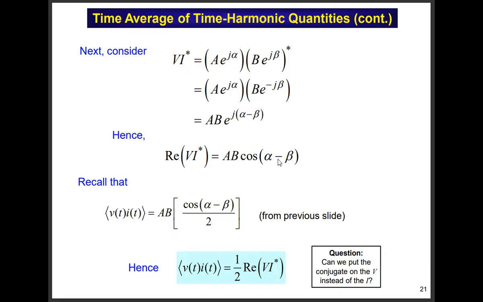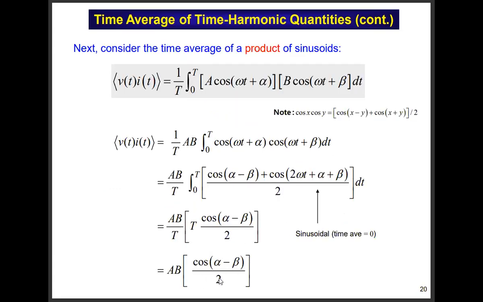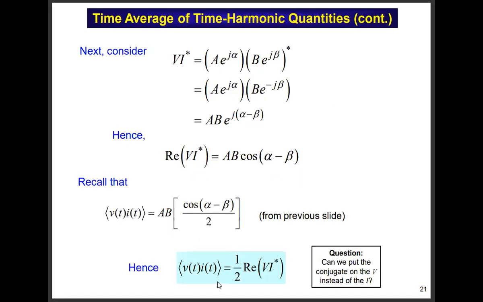Now it looks very similar to what we just did on the last slide. The right hand side is this. Well, it's the same thing here, except this had a factor of 2 in it. It's almost the same thing. So this is the real part of VI conjugate phasor. And from the last slide, we have this.